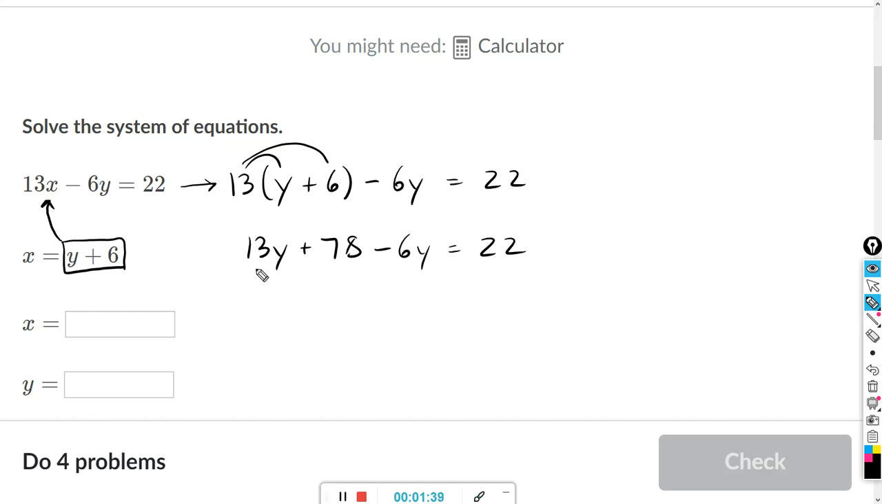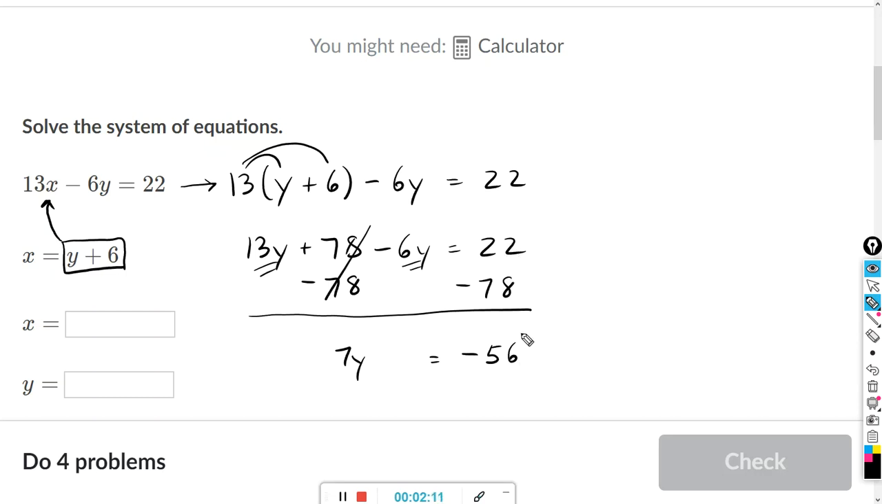combining like terms, 13y minus 6y gives us 7y. We want variables on one side and numbers on the other, so I'm going to subtract the 78 from both sides. 78 minus 78 cancels. 22 minus 78 is going to be negative 56. Use the calculator if you can't do it in your head.